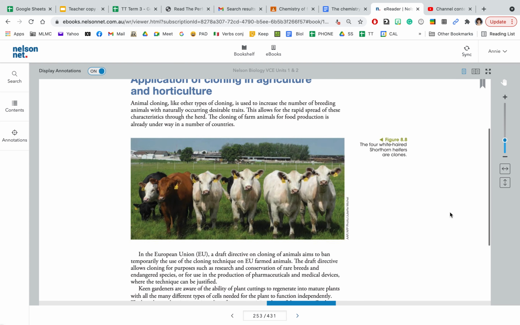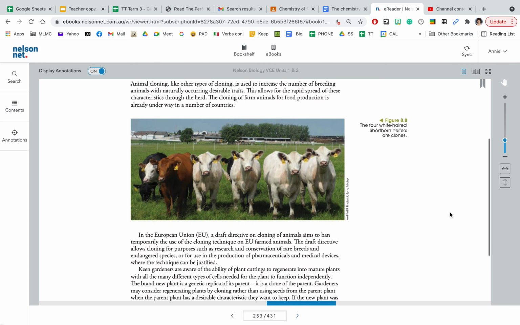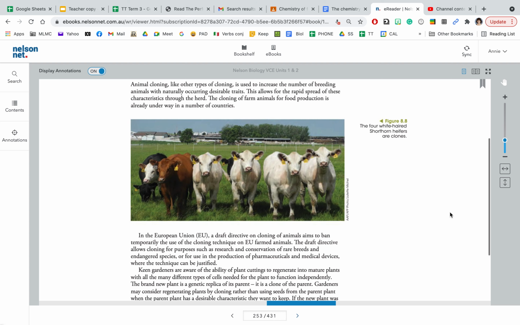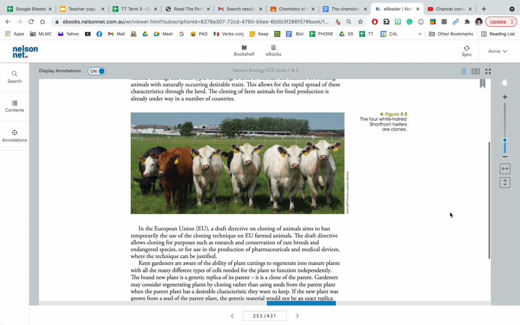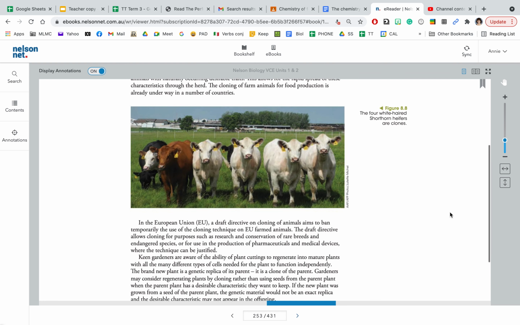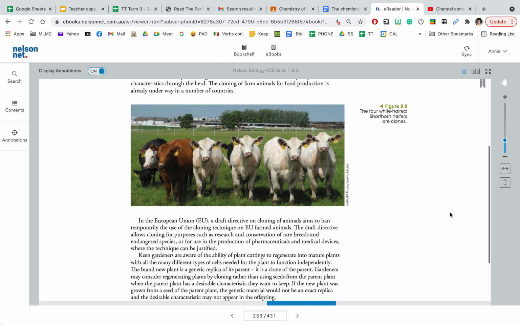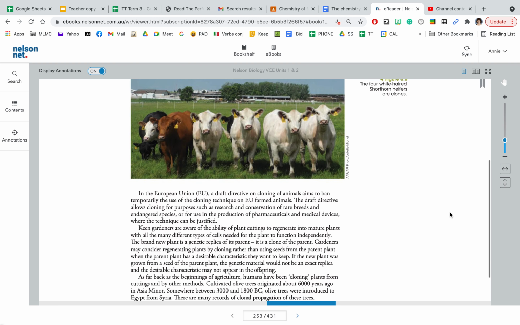Application of cloning in agriculture and horticulture. Animal cloning, like other types of cloning, is used to increase the number of breeding animals with naturally occurring desirable traits. This allows for the rapid spread of these characteristics through the herd. The cloning of farm animals for food production is already underway in a number of countries.